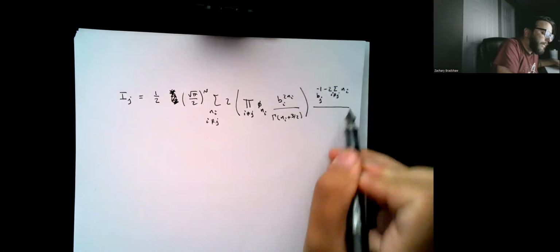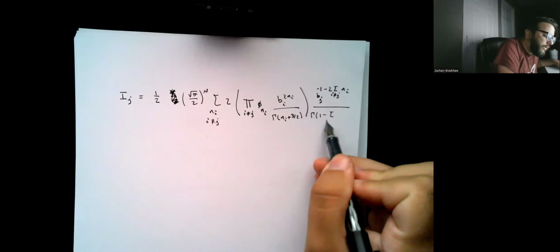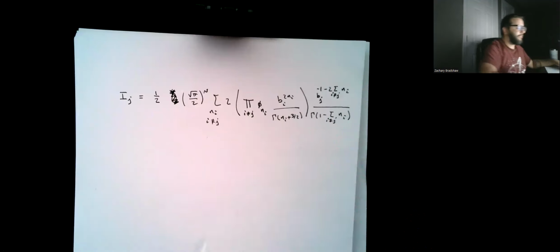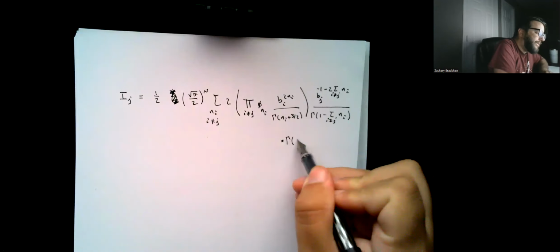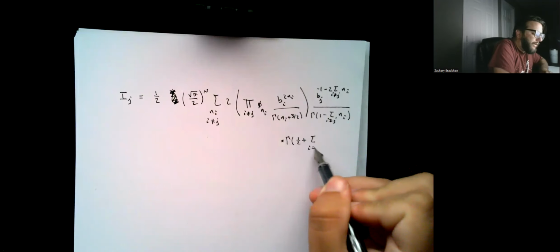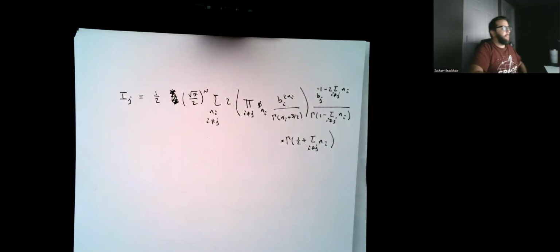And now for the gamma on the bottom, I get gamma of 1 minus the sum over i not equal to j in I. And the last thing that the method of brackets tells me to do is to multiply by gamma of minus nj, which is 1/2 plus the sum over i not equal to j of ni. Okay, so this is what the method of brackets gives us for one of these series.